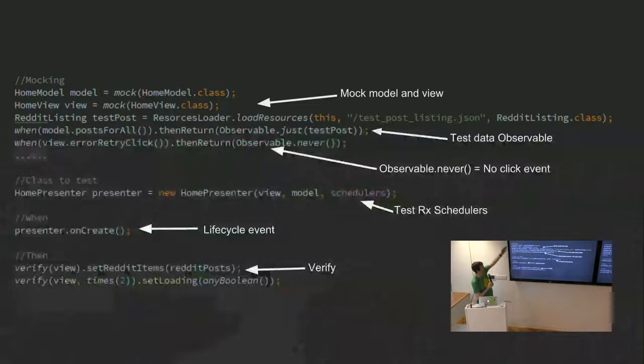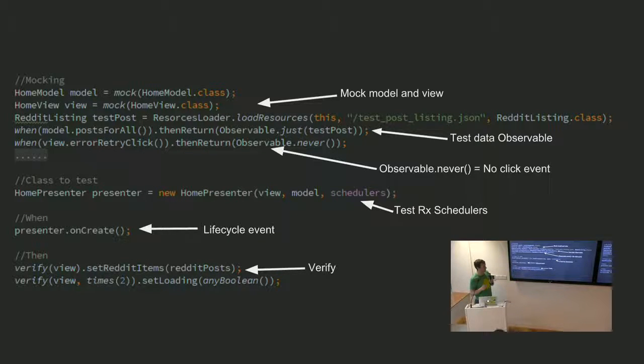We just mock our view and our model. We load some resources, some mock data, and then here's an example: when the network data is requested, we just return Observable.just. There's your entire mocking done. For retry click, if we want to disable the click event, so we only want to test one button being clicked at a time, we would use Observable.never, which means it won't send a click event ever.